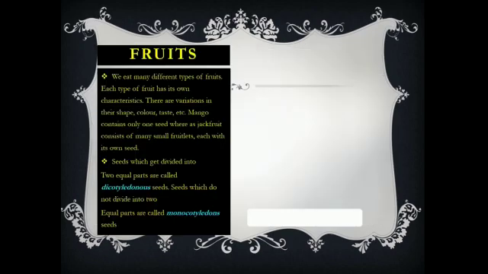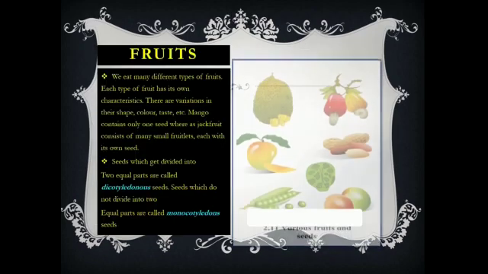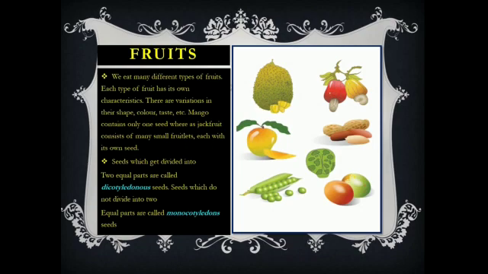Next part is fruit. We eat many different types of fruits. Each type of fruit has its own characteristics. There are variations in their shape, color, taste, etc. Mango contains only one seed, whereas jackfruit has many seeds. Seeds which get divided into two equal parts are called dicotyledonous seeds. Seeds which do not divide into two equal parts are called monocotyledonous seeds.